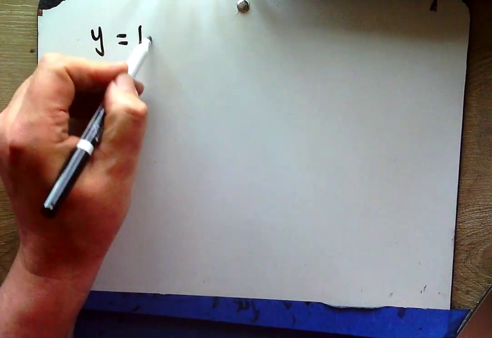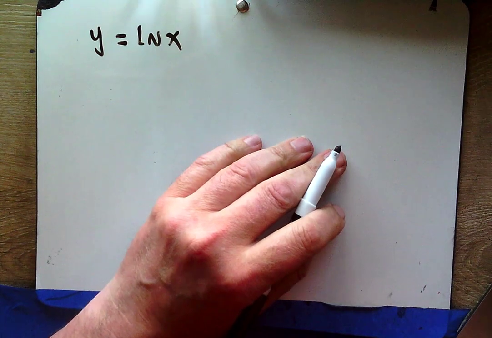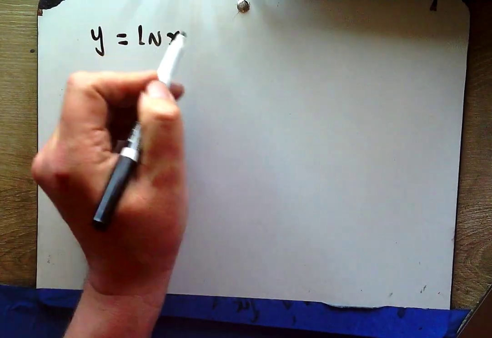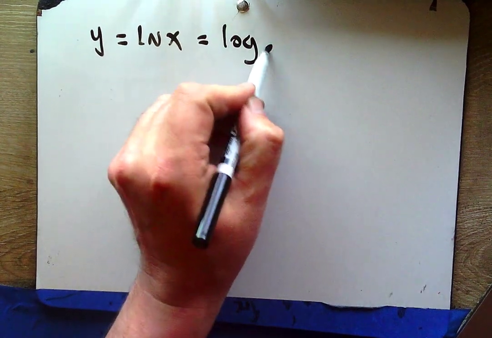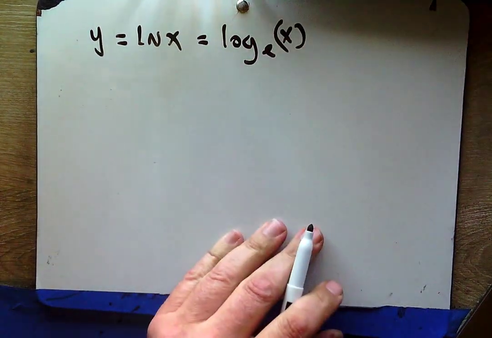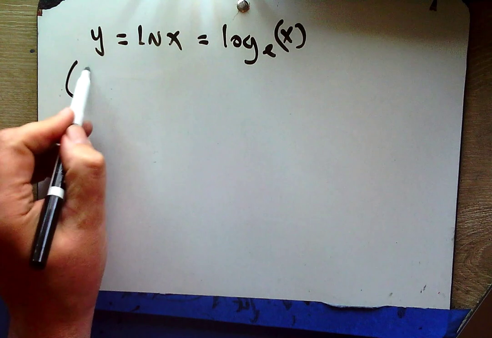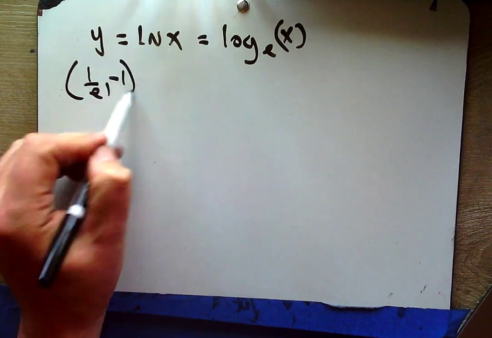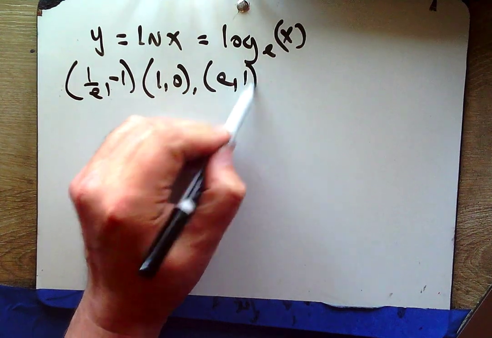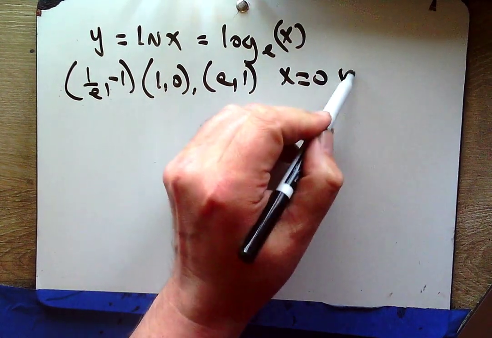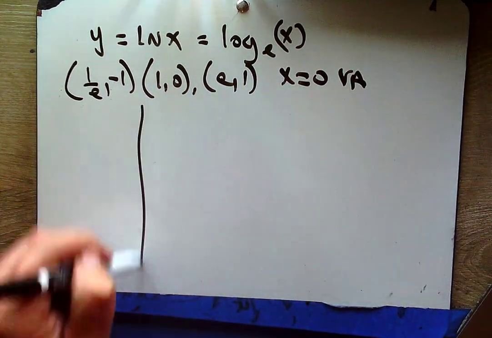So what about this one, y equals ln of x? Well, this one actually comes from the French. This is logarithmique naturale, and it's log base e of x. And so my reference points are going to be 1 over e, negative 1; 1, 0; e, 1. And of course, x equals 0, a vertical asymptote. The shape is the same.